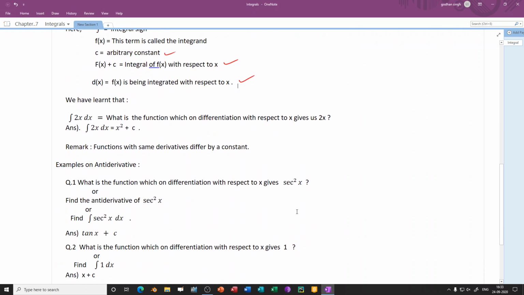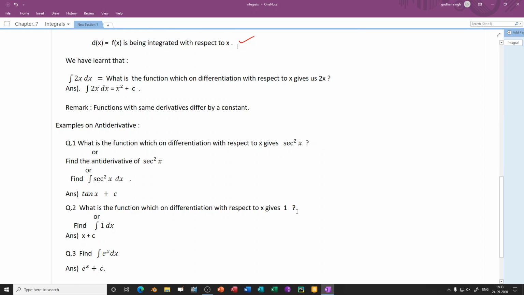So now let us go through some more examples. Question number 1. What is the function which on differentiation with respect to x gives sec square x? So if you know differentiation from the earlier topics, you may be knowing very easily that the function which on differentiation gives us sec square x is tan x plus c. So the answer is tan x plus c.